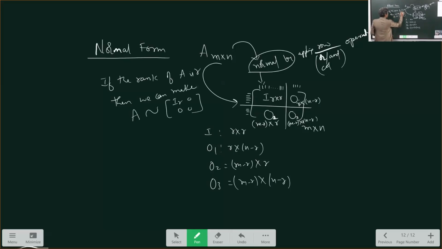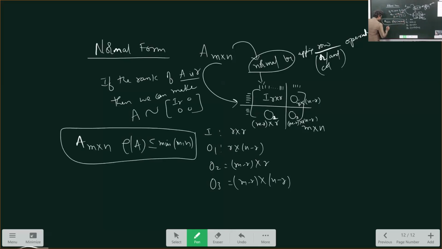If it is not of rank r, because every matrix will have a rank. What is the rank of a matrix? It can be anything from 1 to the highest order. So always, if A is of order m cross n, the rank of A is less than or equal to the minimum of m comma n. That is one beautiful property we should remember. The rank of A is 0 if and only if A is a null matrix.